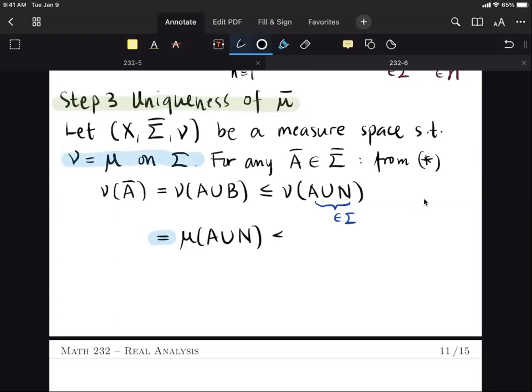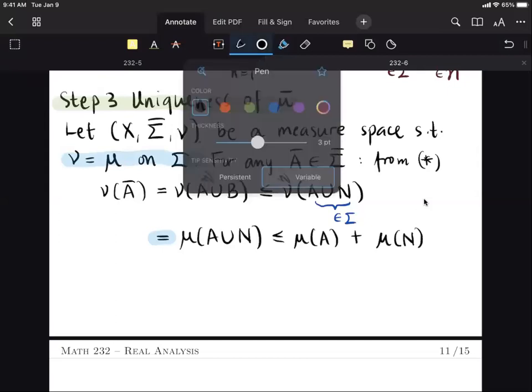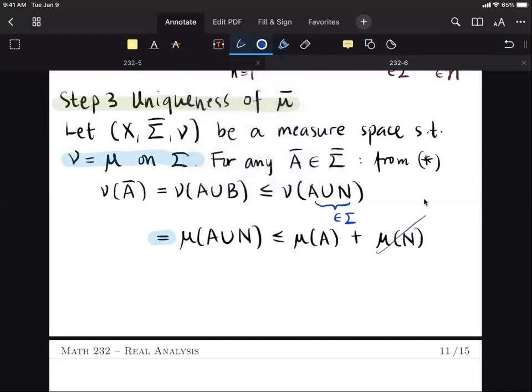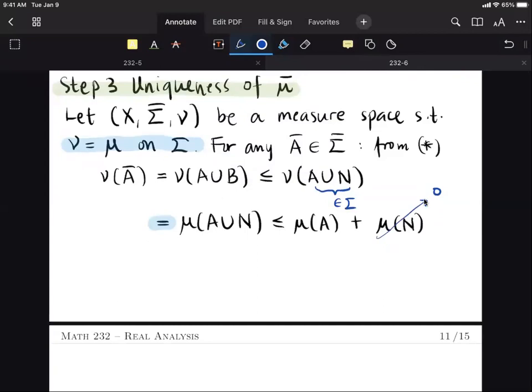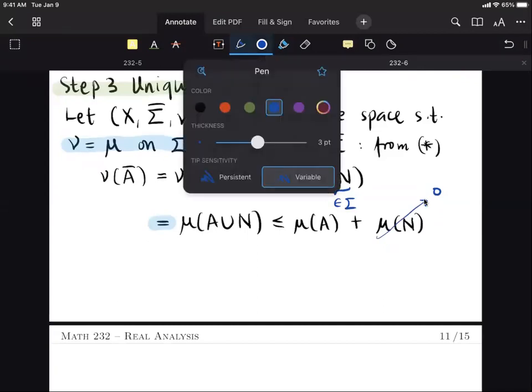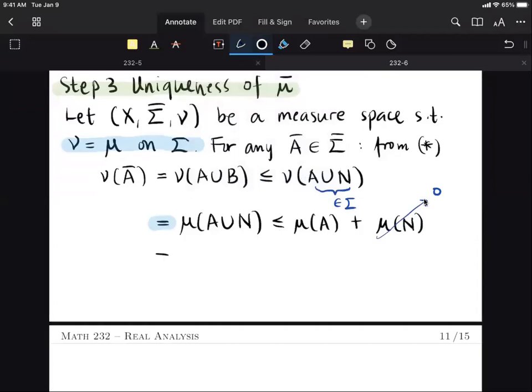Next, this is less than or equal to mu of A by subadditivity plus mu of N. But of course, we can neglect this because this is 0. And again, this is equal to mu of A with the same reasoning, because A here belongs to sigma. Okay, so mu of A is the same as nu of A.